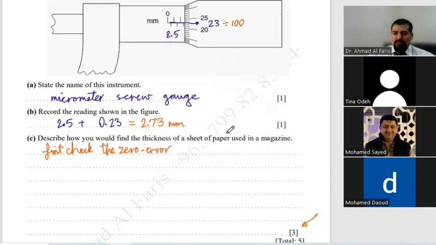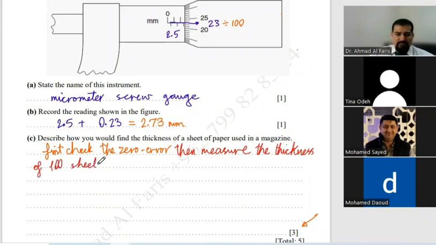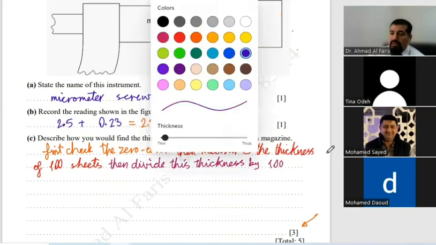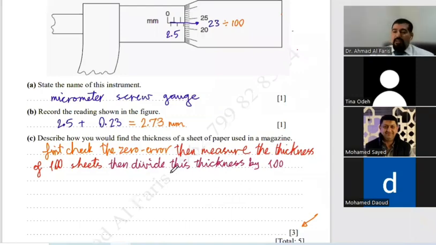Then measure the thickness of, let's say, 100 sheets. Then divide this thickness by 100. The extra mark, the 4th mark, sometimes they put it, especially in Excel, they ask about how we can use this instrument.